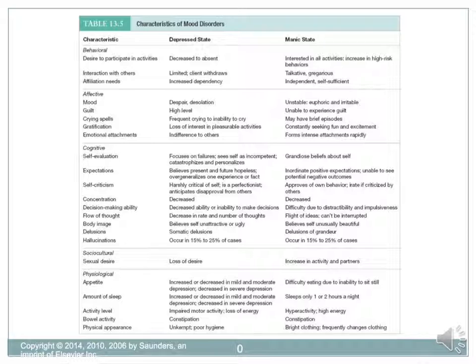Look through this table and its characteristics of mood disorders. So you can see the characteristic, but then you can see what happens in that depressed state and what happens in the manic state.